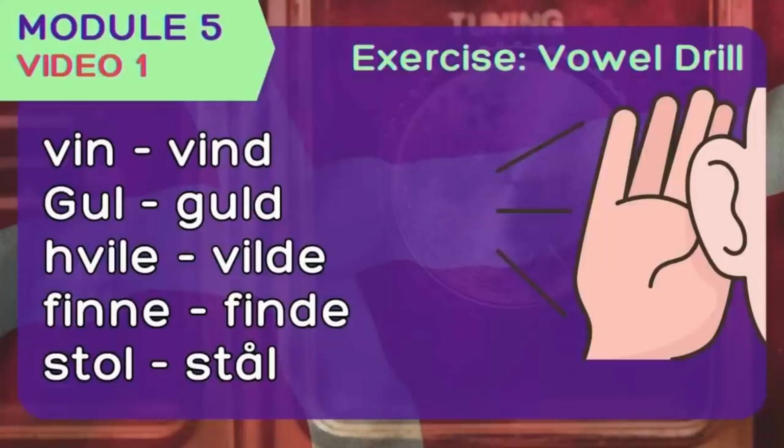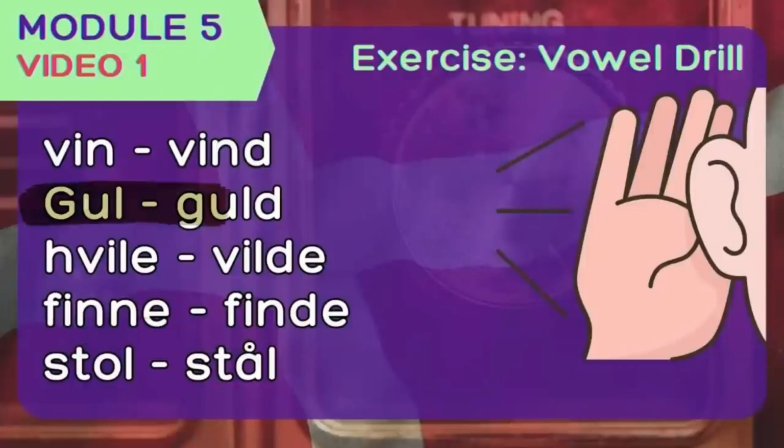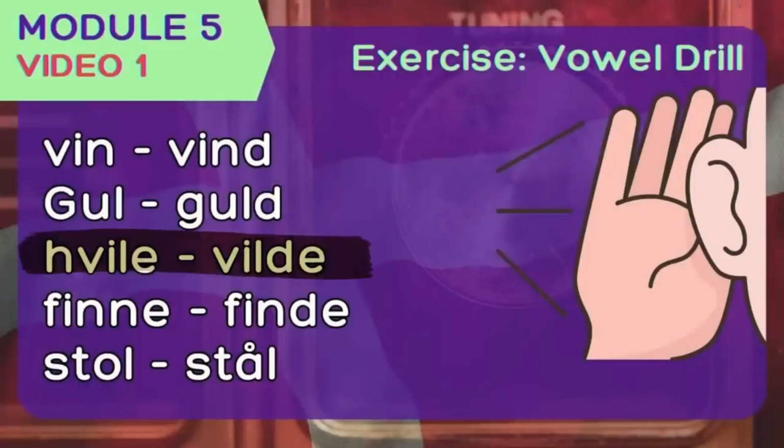Vin versus vin. You notice on vin, you have this sort of sharper, choppy sound, which is this glottal stop. Again, if you look in the dictionary, you can see a kind of question mark symbol. Gul, gul, the same thing. By adding the extra consonant, it gives you a shorter, tighter sound. Likewise with hvile and ville. Two consonants gives you a short sound. One consonant after a vowel gives you a long sound.